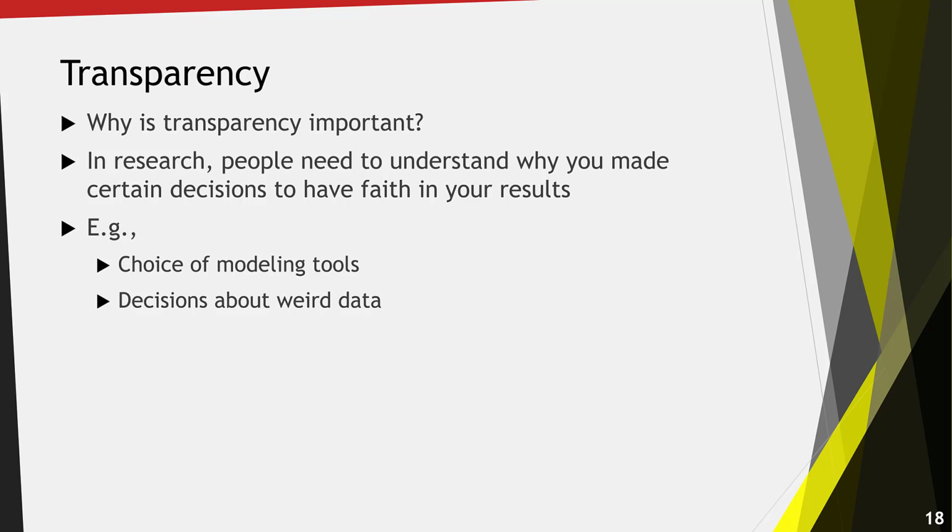So in contexts that don't involve genetically engineered dinosaurs, why is transparency important? In research, people need to understand why you have made certain decisions to have faith in your results. Examples that come to mind are possibly your choice of modeling decisions, or decisions that you might have made about weird data that you have.